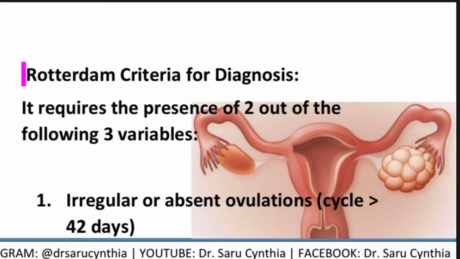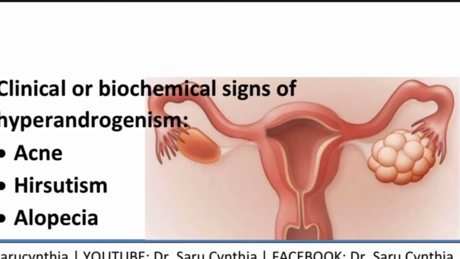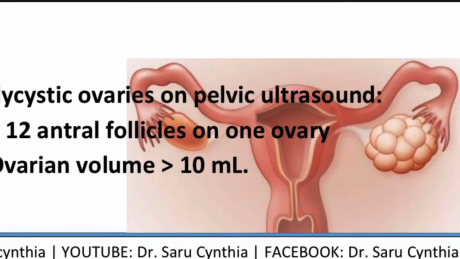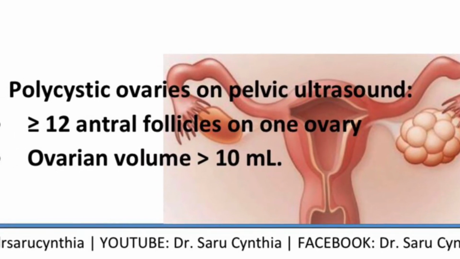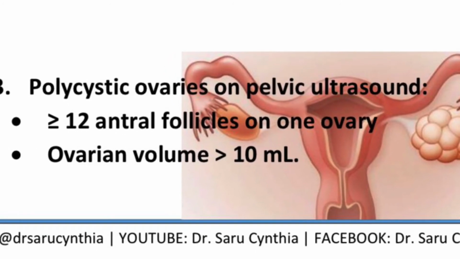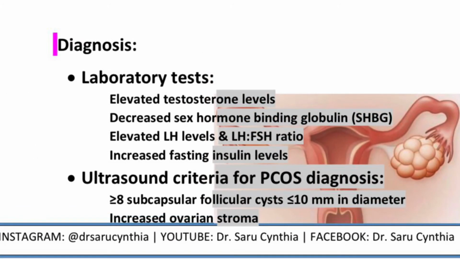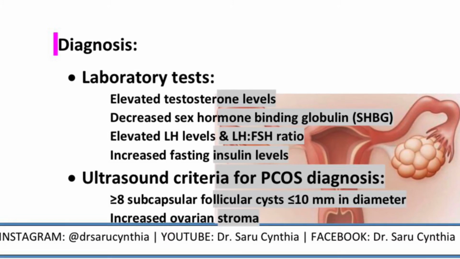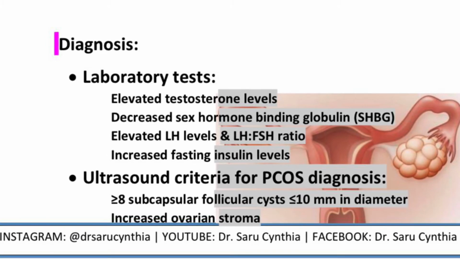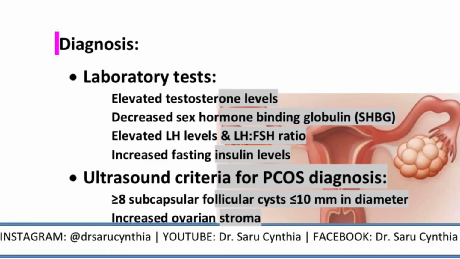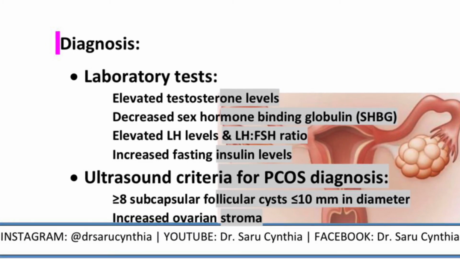And the third part of the criteria is polycystic ovarian morphology on ultrasound. So if you get a volume larger than 10 mils, that automatically qualifies as polycystic, multiple cysts in the ovary, that is polycystic ovarian syndrome. So for diagnosis, you examine your patient well and find the features of hyperandrogenism and other things that clearly indicate that this patient could be having polycystic ovarian syndrome. There are laboratory tests and ultrasound criteria for diagnosis too.